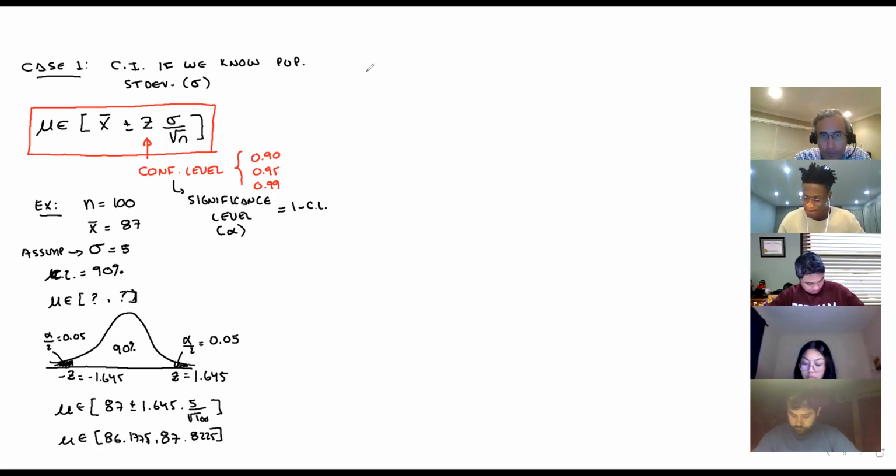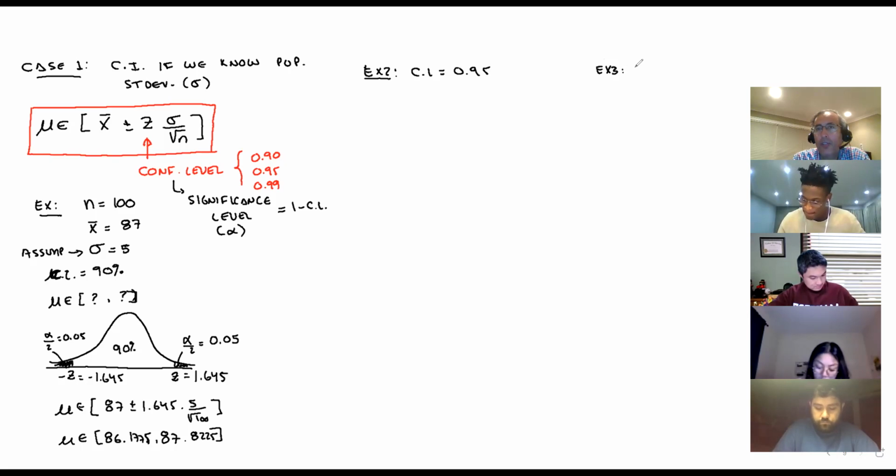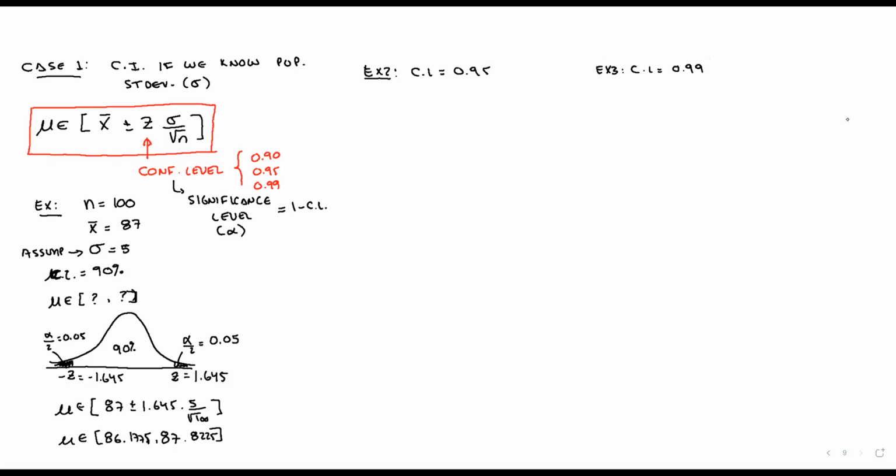The same data. So I have example 2. The only thing that I'm changing here, guys, is my confidence level equals 0.95. Then my confidence level 0.99.